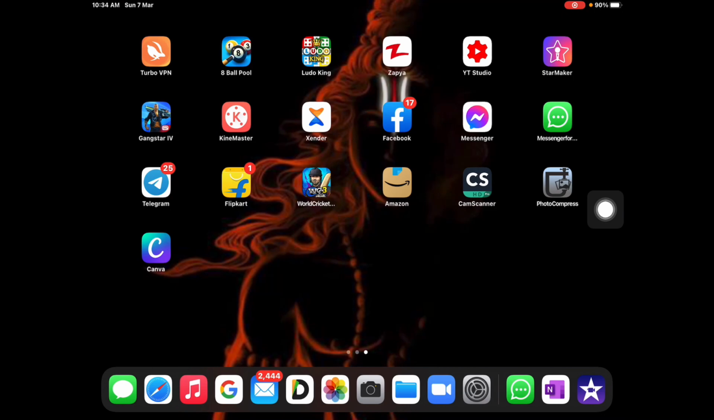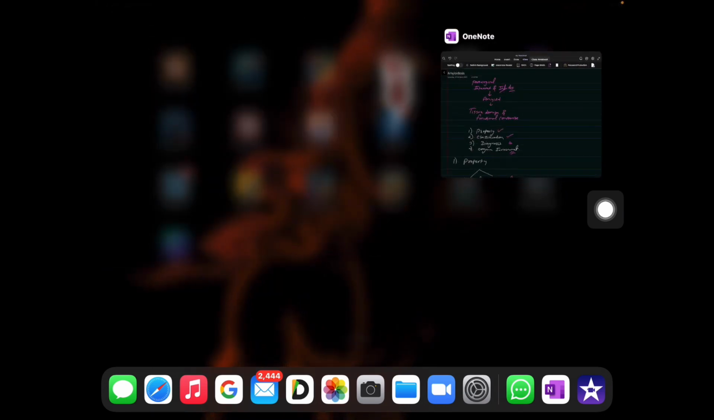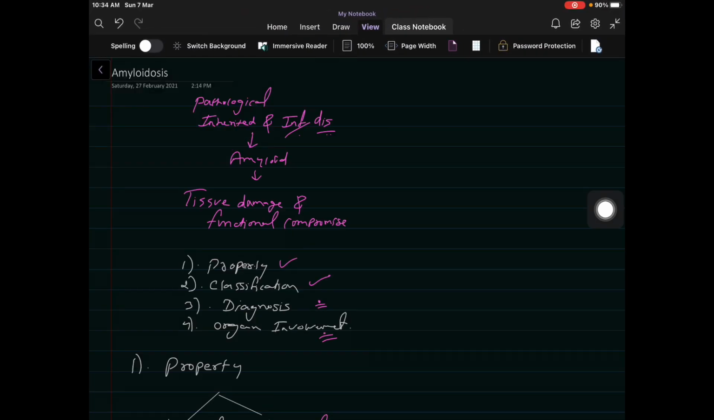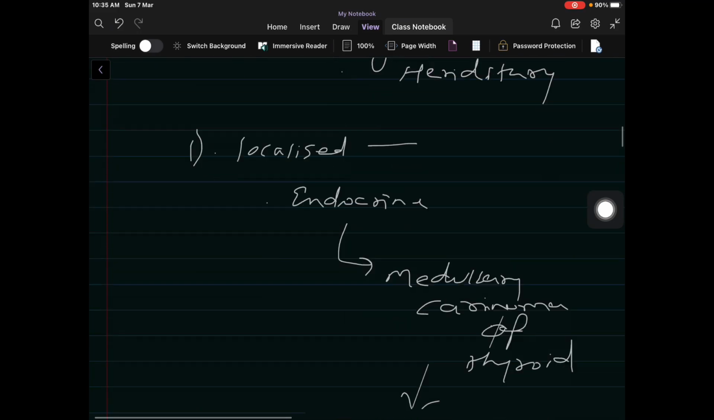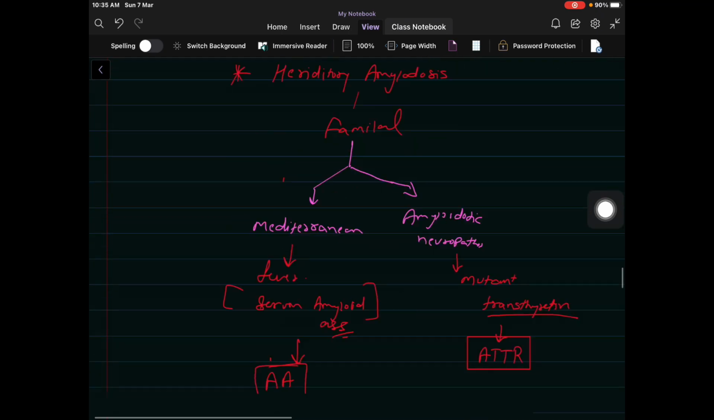Hello guys, after completing the first part of amyloidosis, now let us move to the second part of amyloidosis. In the first part, we discussed the properties and the classification. Now we will be looking at the diagnosis and the organ involvement. So let's get started.